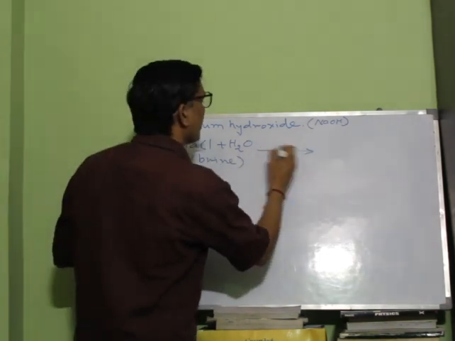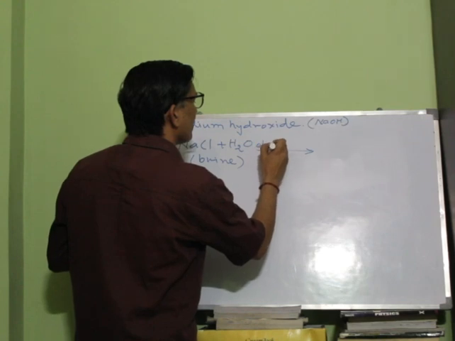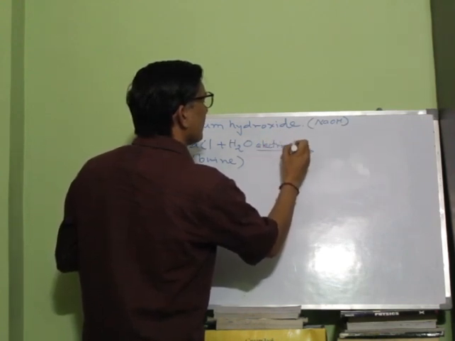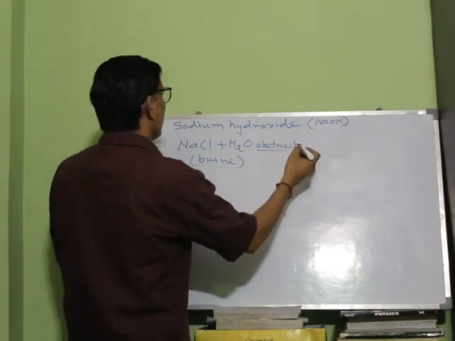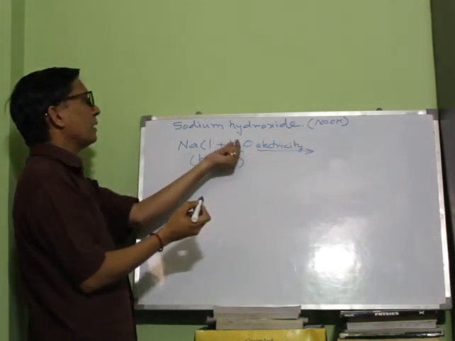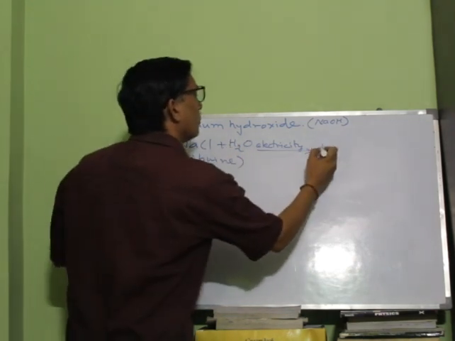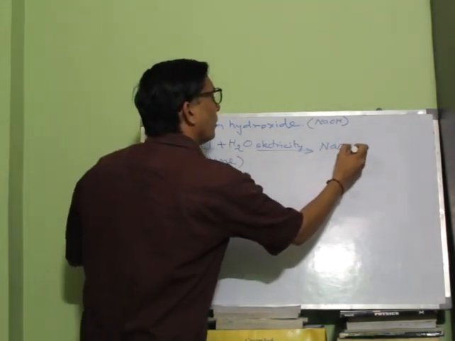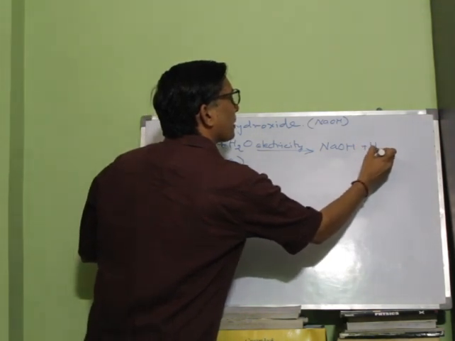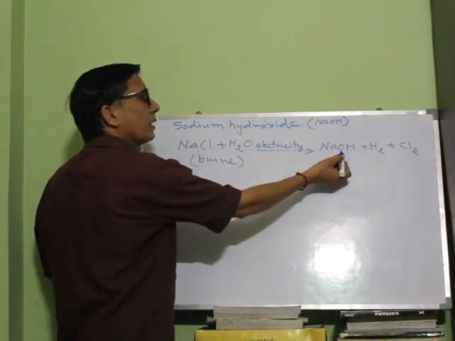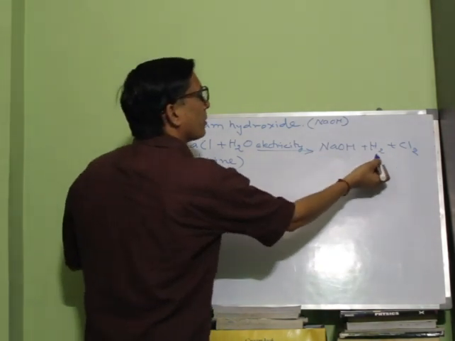And when electricity is passed through it, then it dissociates. H2O dissociates and NaCl also dissociates to form NaOH plus H2 plus chlorine gas. Sodium hydroxide is formed in aqueous form.